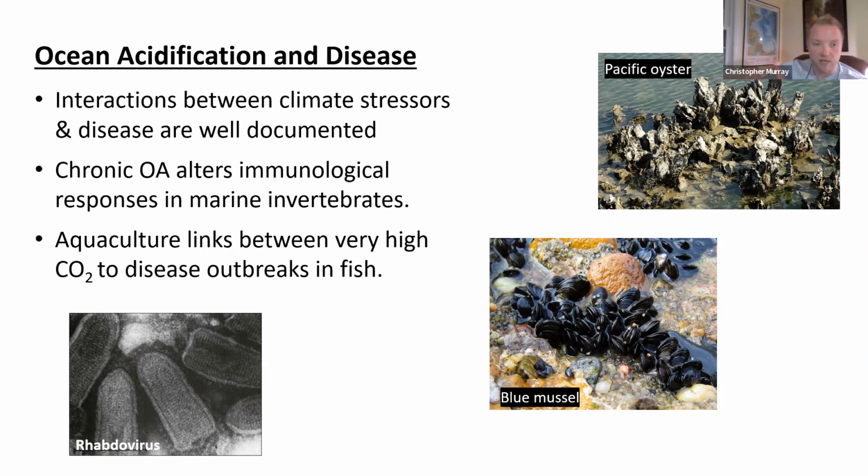We know that chronic exposure to acidification alters immune physiology in a number of calcifying organisms, namely commercially important shellfish, Pacific oyster and blue mussel. In some cases, the acute exposure to acidification hardens them against disease. In some cases, it makes them more vulnerable. There's also long-standing evidence from aquaculture scenarios that very high levels of CO2 in aquaculture settings lead to disease outbreaks. But that's more observational than being proved experimentally.